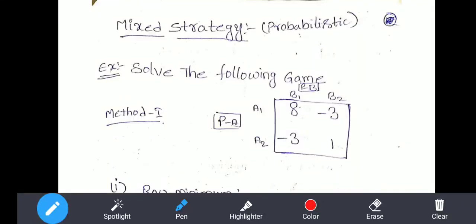Hello everyone. Next one is mixed strategy, also called the probabilistic method. This can be applicable when the player is going to use more than one strategy to maximize his gain or minimize his loss. That comes under the mixed strategy. So with the help of an example, I'll explain the mixed strategy concept here.